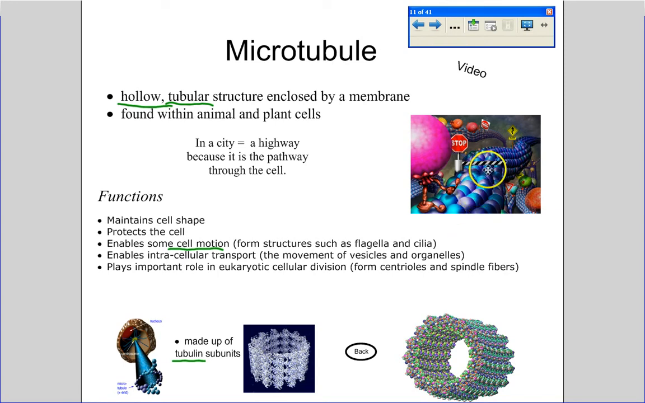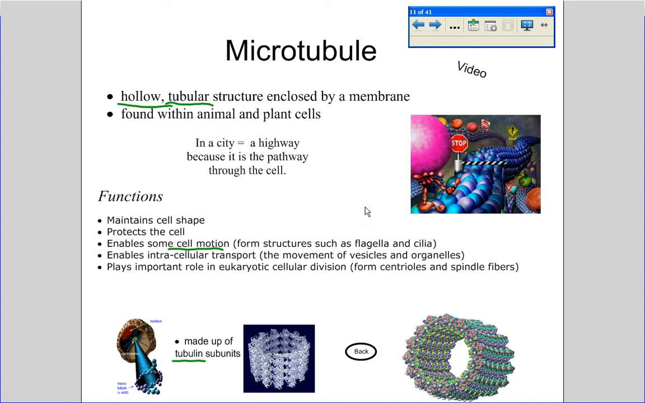This would be one microtubule. Okay, we talked about how vesicles are moved along by little kinesins. This is the kinesin, this is the vesicle, this would be the microtubule. So it kind of acts like a highway. It's a really good cartoon description of it.